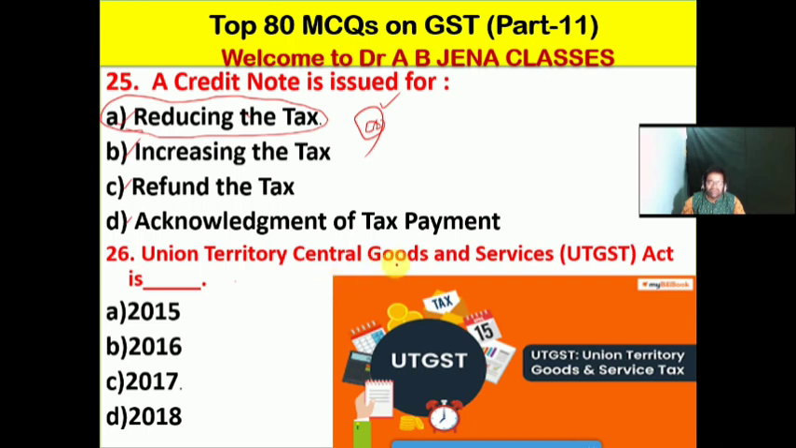So next one हम देखेंगे, यूनियन टेरिटरी सेंट्रल गुड्स एंड सर्विसेज एक्ट. So friends, it's UTGST. UTGST stands for U for Union, T for Territory, C for Central, G for Goods, S for Services Act. So UTGST Act is कौन सा year? Whether A, 2015, B, 2016, C, 2017, D, 2018. So friends, C is the right option for this MCQ.